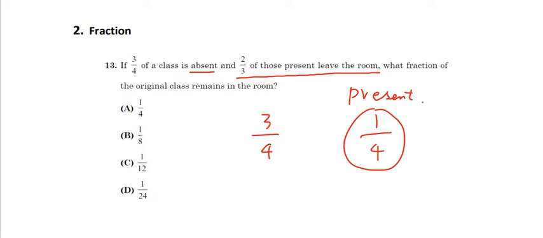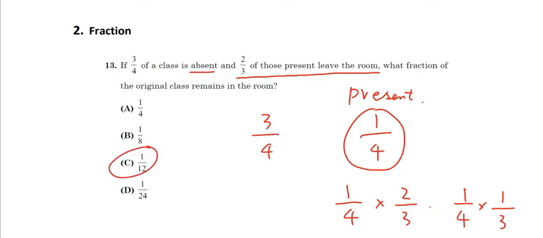So how much leaves the room? Just 1/4, and 2/3 of them leave the room. So how much stay in the room? Not leaving is multiplied by 1/3, right? 2/3 leave, then 1/3 stay. So the answer is 1/12.